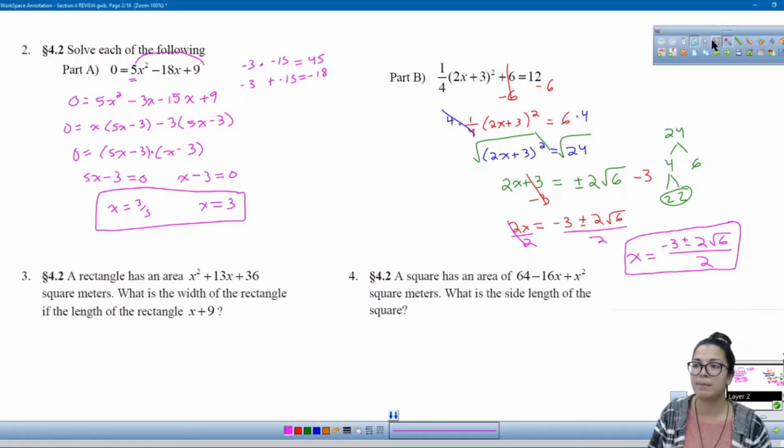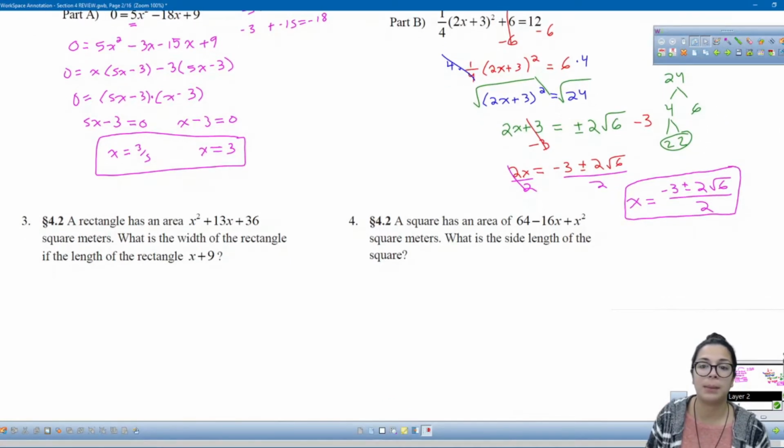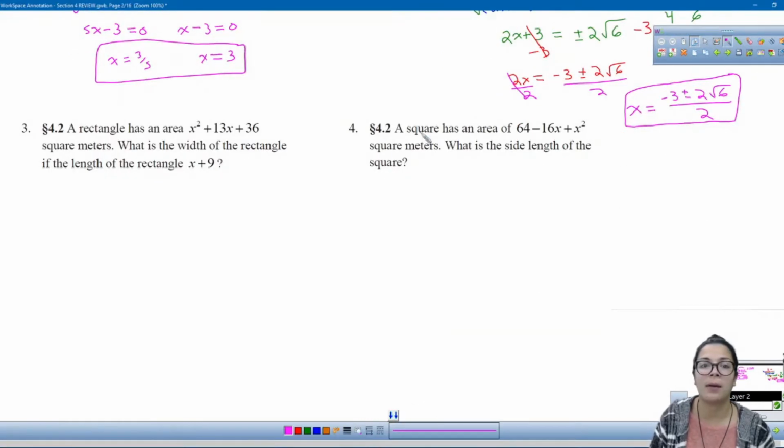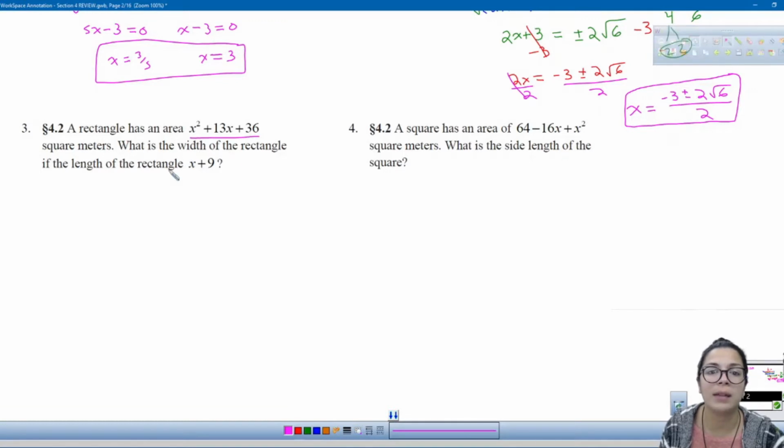Okay. Let's go ahead and move on to number 3. So on number 3, it says a rectangle has an area of this quantity, and the width is, what is the width is the question, if the length is this much. So there's two ways to do this. The area of a rectangle is length times width.